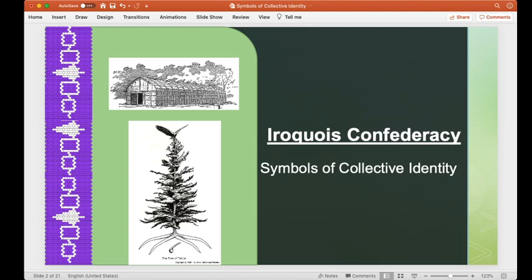These are the three aspects we're going to analyze in terms of symbols of collective identity. So it's good to take a look at them now and start thinking about what those could actually mean. What do those symbols mean a little bit more? Because we're talking about symbols today.